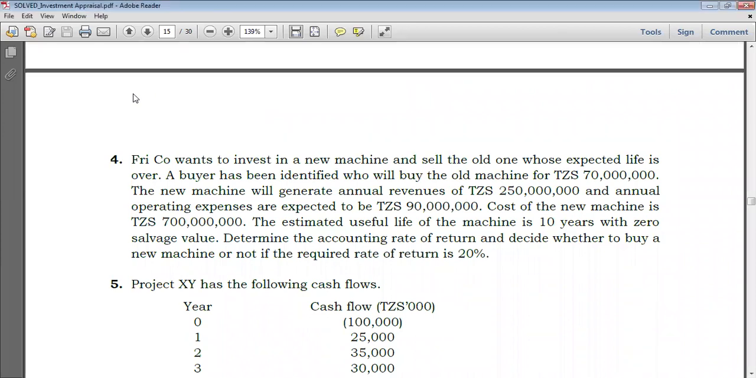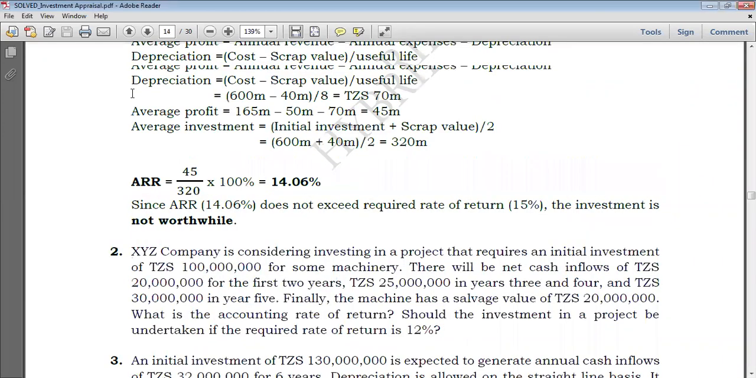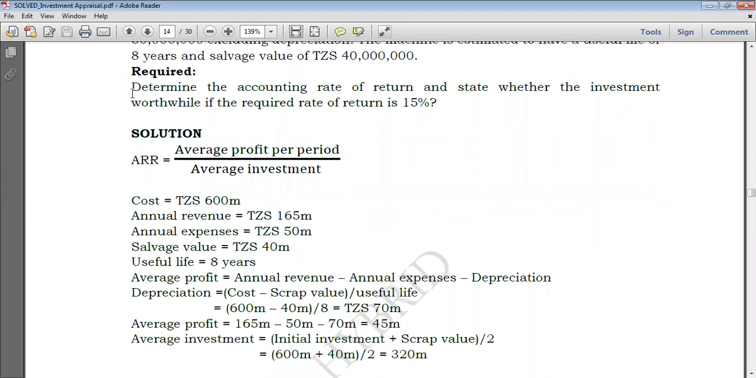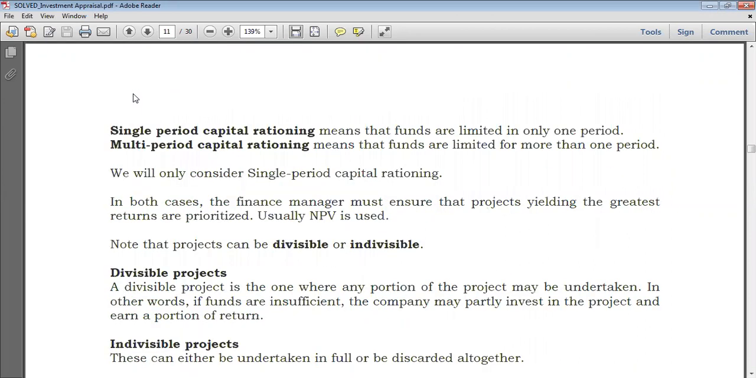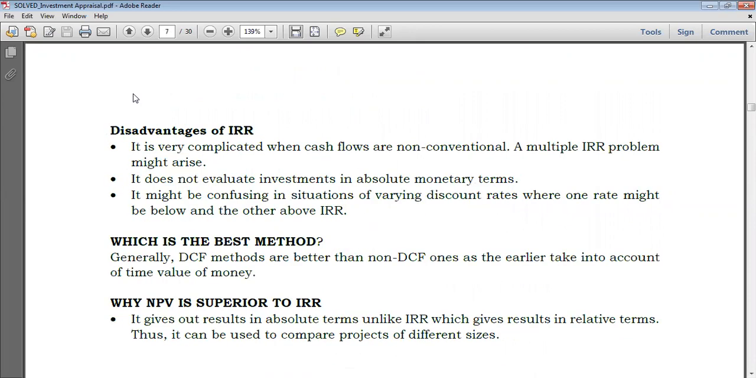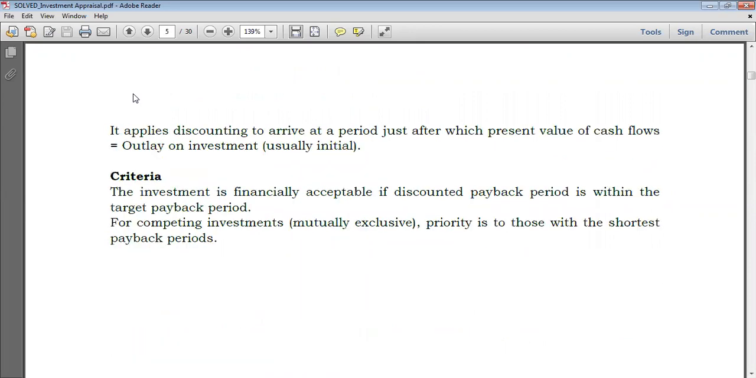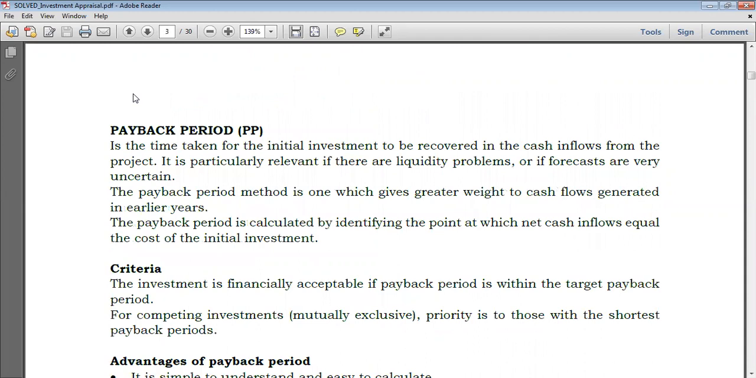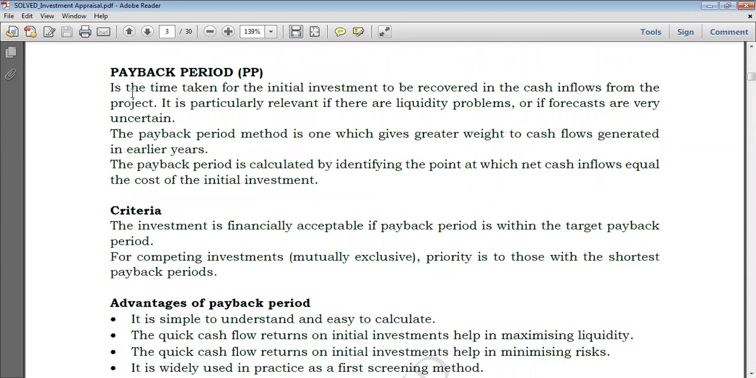All right, so after proceeding with this, now let's go to another technique called payback period. So let's proceed with the payback period here. How do we deal with payback period? Here we are at payback period. This is the second method of investment appraisal and the non-discounted cash flow methods.